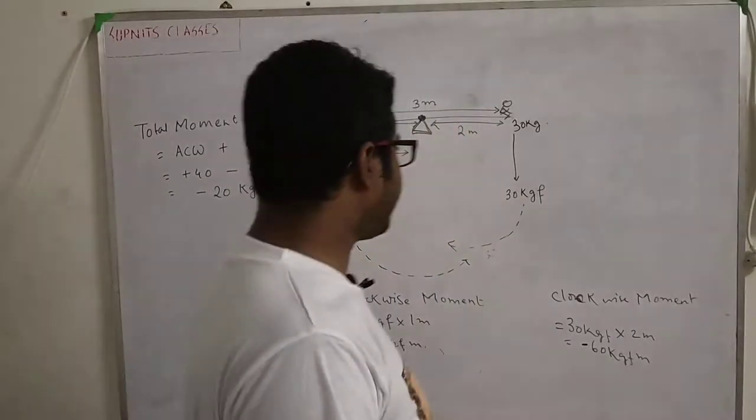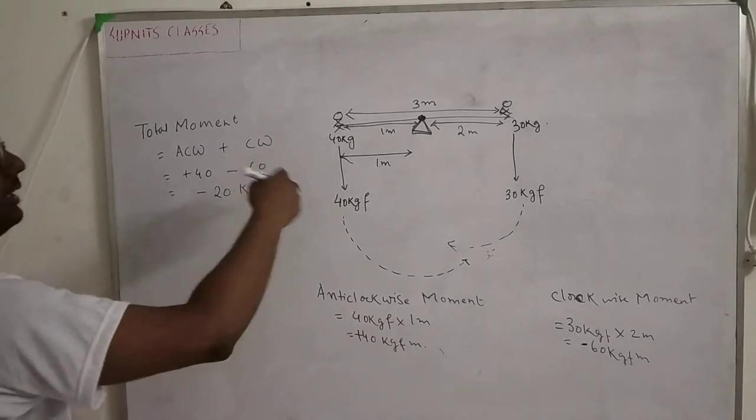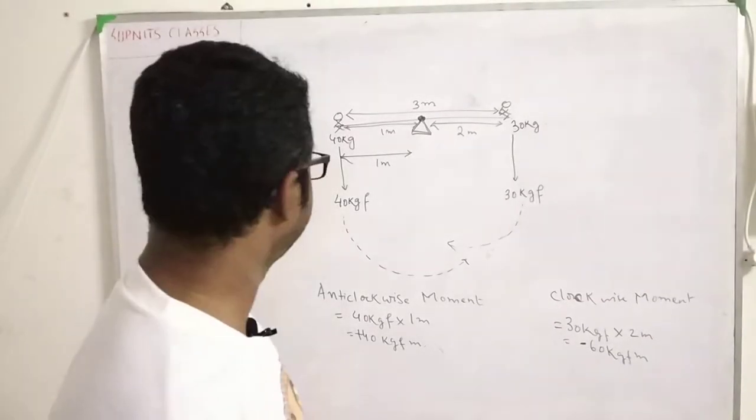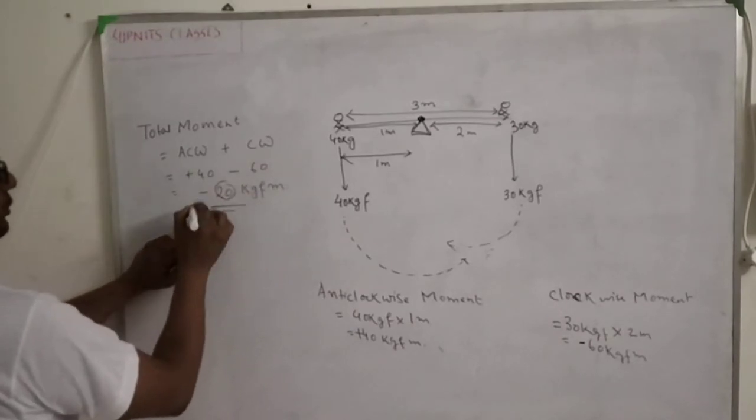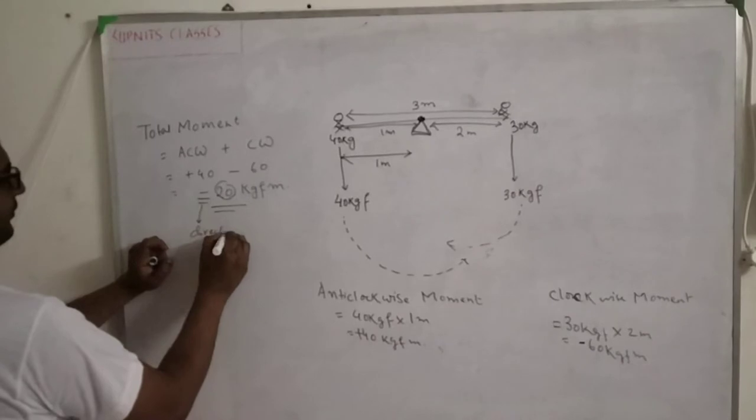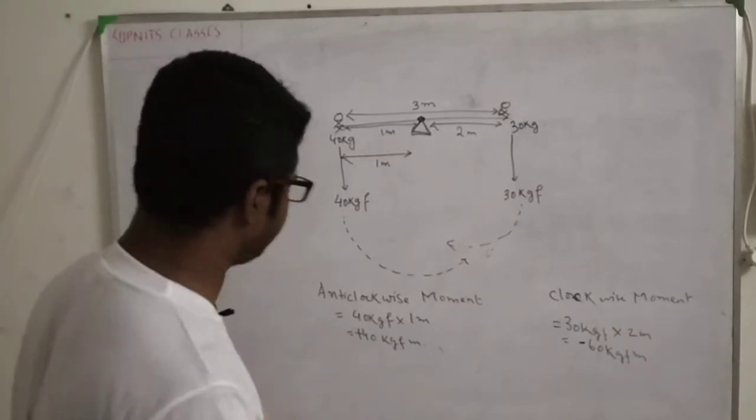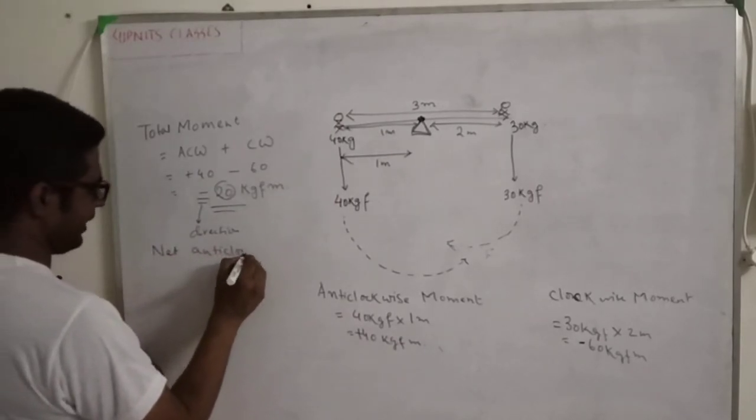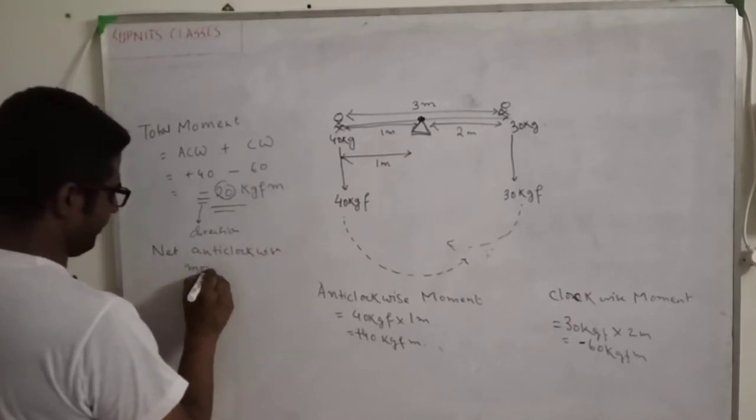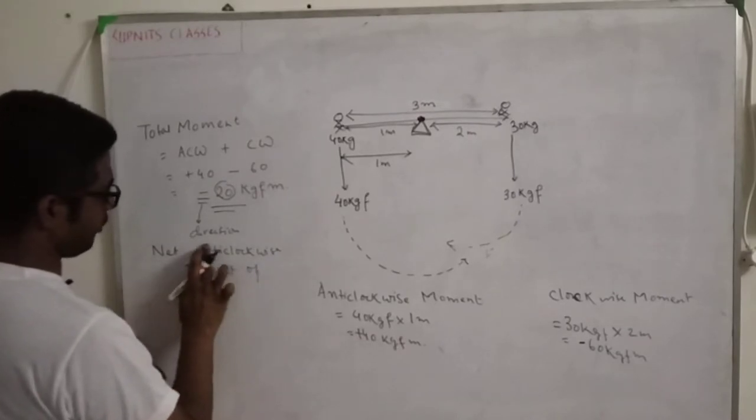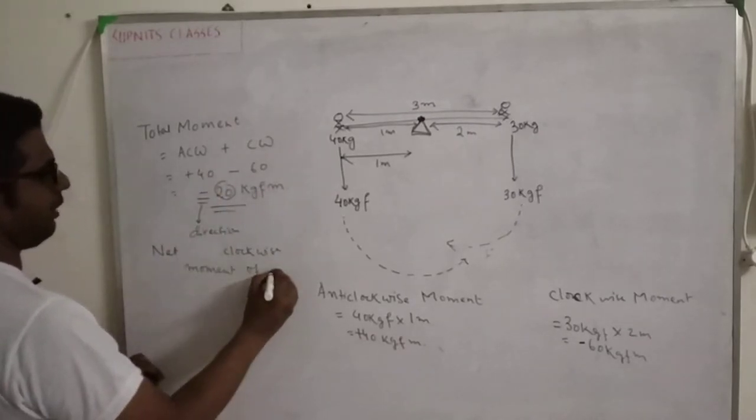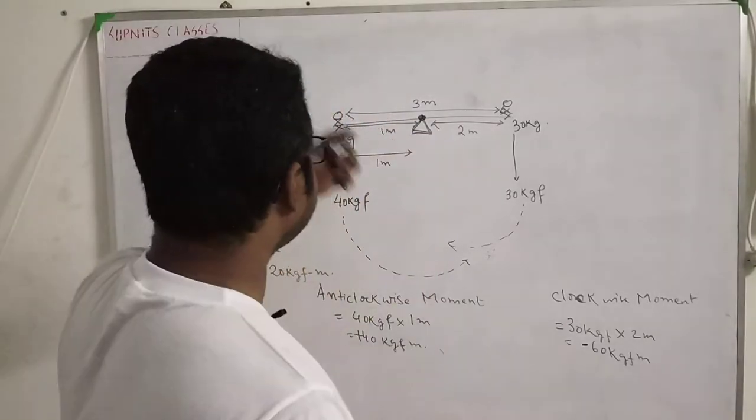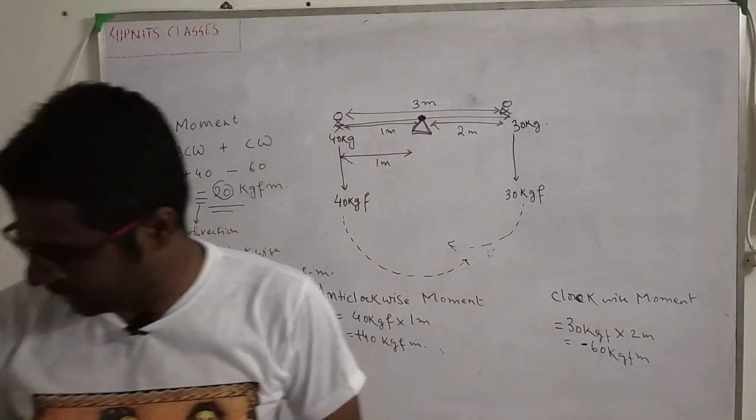Okay, so can you identify what kind of moment this total system is possessing? Think. What do you get out of this term? This is the magnitude and this is the direction. So this total system at this moment is having a net anti-clockwise moment, sorry, net clockwise moment, because it is negative, clockwise moment, I'm sorry, of 20 kgf meter.